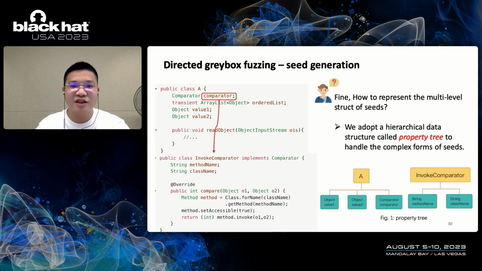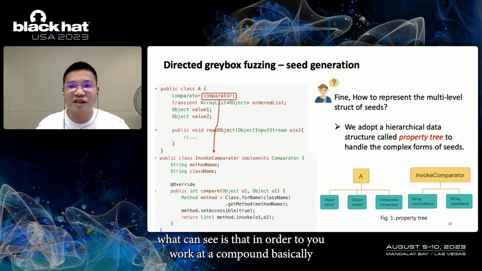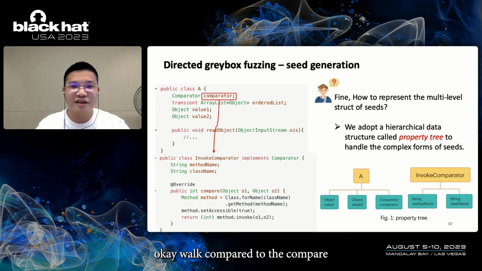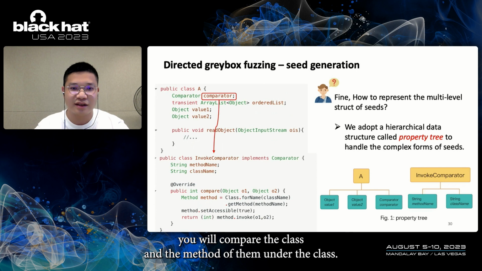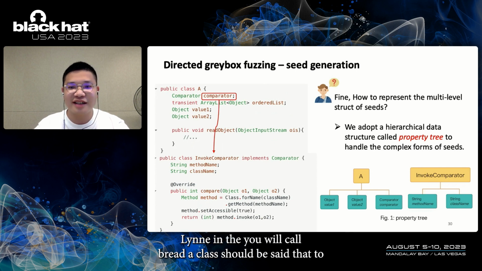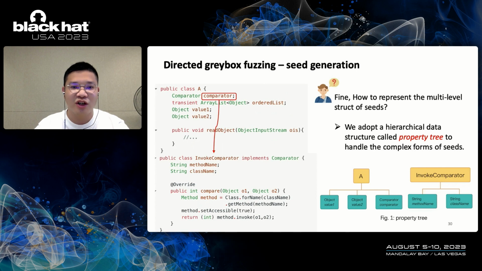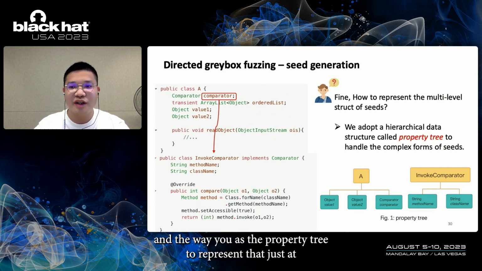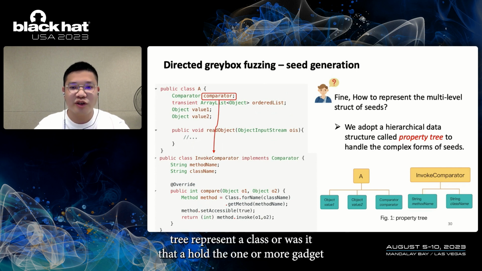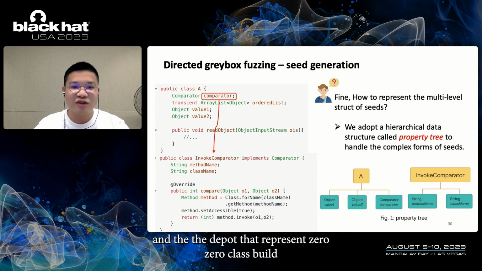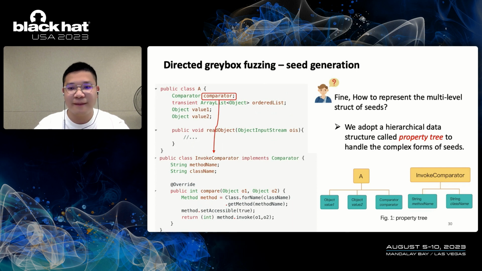From the code in the slide, we can see that in order to invoke the compare method of InvokeComparator, the comparator in class A should be set to an instance of the InvokeComparator class, and the method name and the class name in the InvokeComparator class should be set to appropriate values. This forms a multi-level tree structure, and we use a property tree to represent this structure. The root node of the property tree represents a class object that holds one or more gadgets, and the leaf node represents a series of class fields that contain the field type and the name.